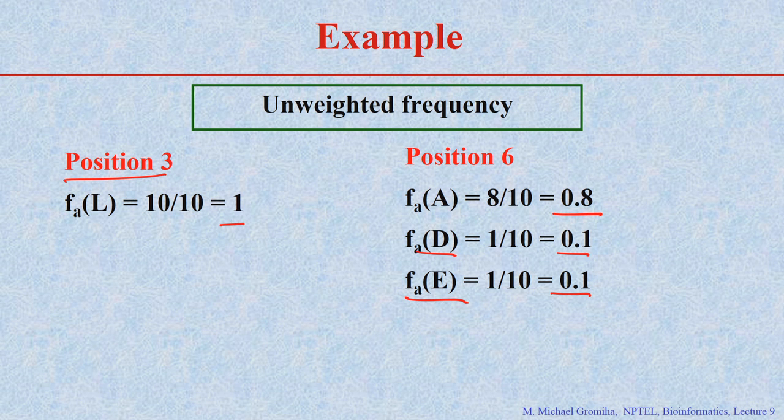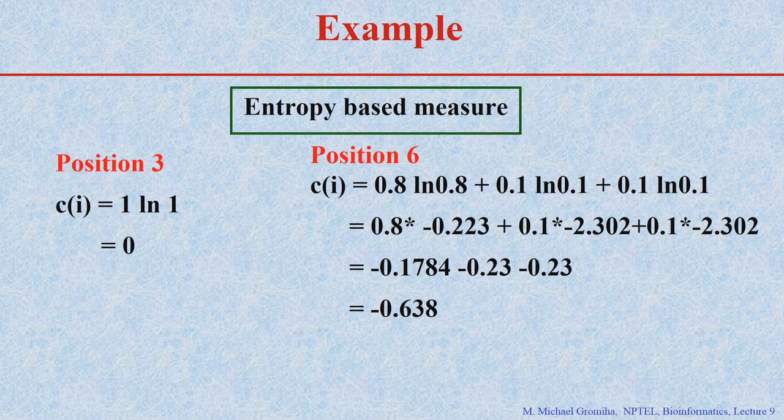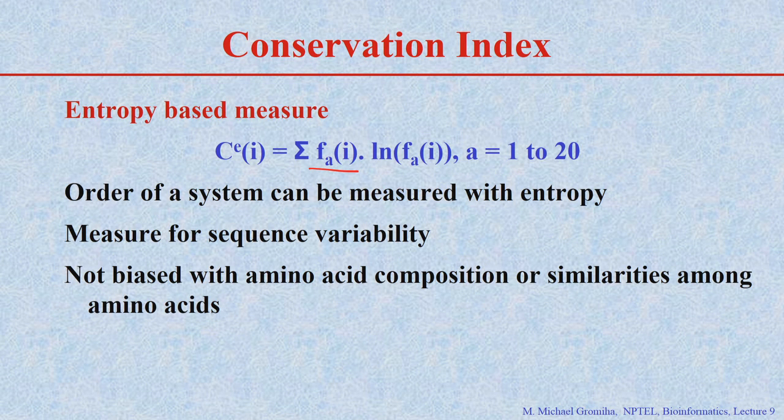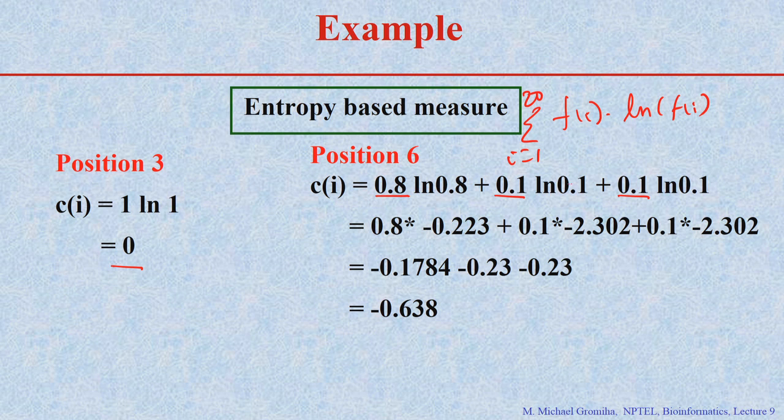Now, we convert these frequencies into a score. If we take the entropy based method, the score is 1 into logarithm of 1, which is equal to 0. If you take position number 6, the equation is f of I into logarithm of f of I, where I varies from 1 to 20. Here we have only 3 amino acids, with frequencies 0.8, 0.1 and 0.1. So, 0.8 into logarithm of 0.8, 0.1 logarithm of 0.1 and 0.1 logarithm of 0.1. We substitute the numbers and finally we get the conservation score of 0.638.